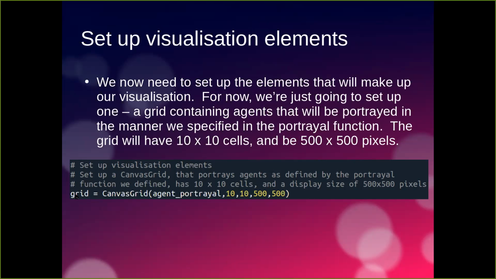So I do that by setting up a grid variable. I say that I want that as a canvas grid. Remember, we imported canvas grid, so it knows what a canvas grid is. And I'm just going to pass it the agent portrayal. That was the portrayal function that I've just set up. That will tell the grid how to draw agents. And then I want it 10 by 10 cells. I want 500 by 500 pixels in size. And that's my grid setup.